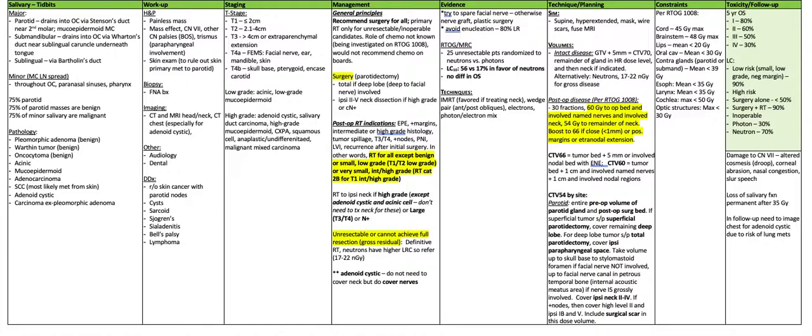Neutron is 70%. Damage to cranial nerve 7 often results in altered cosmesis with a facial droop, corneal abrasion, nasal congestion, and slurred speech. There is permanent loss of salivary function after 35 gray. In follow-up, need to image chest for adenoid cystic due to the risk of lung metastases.